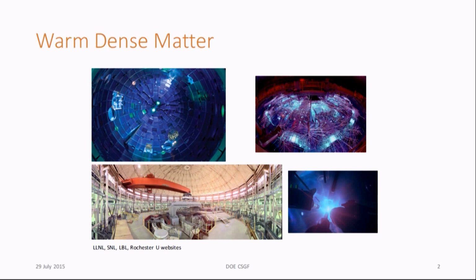And the experimental facilities that you need in order to create those conditions are things like the National Ignition Facility at Lawrence Livermore National Lab, the Z machine at Sandia National Lab, where I did my practicum, the Advanced Light Source at Lawrence Berkeley, and the Omega Laser at Rochester University.